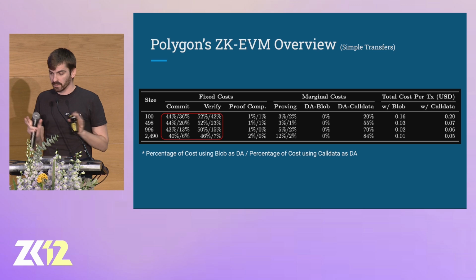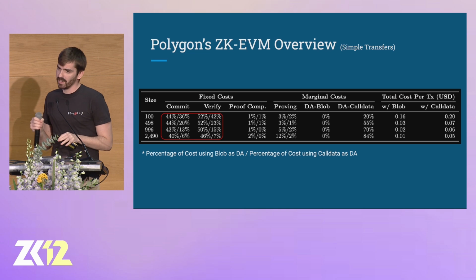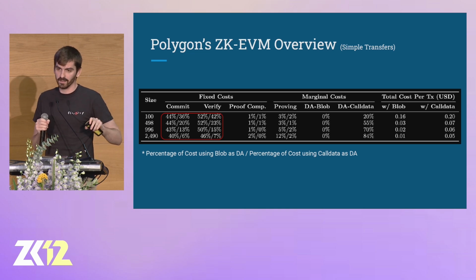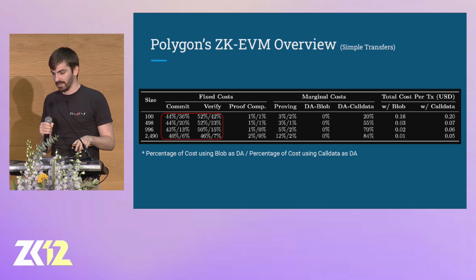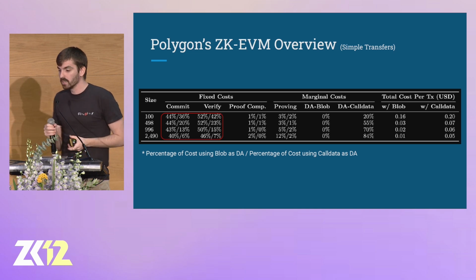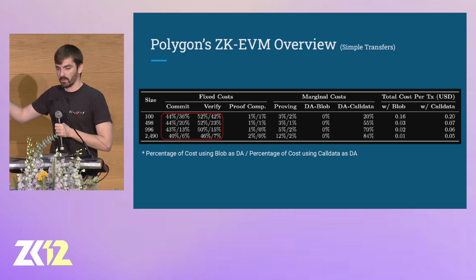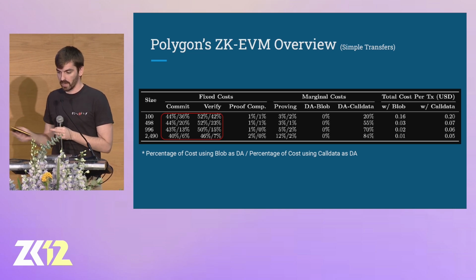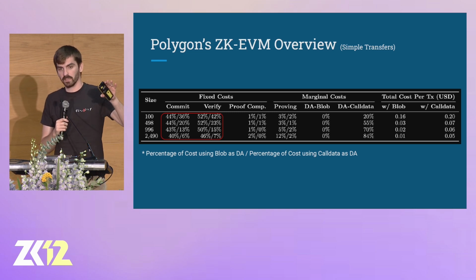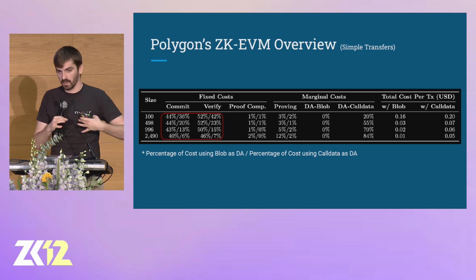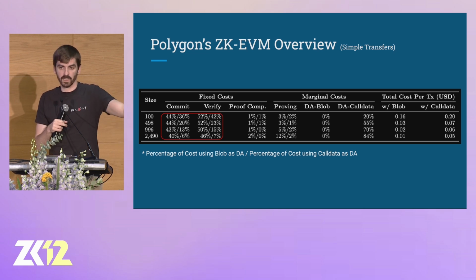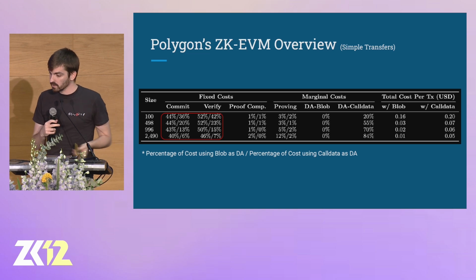Here we have basically our main fixed cost. We can see that proof compression is pretty cheap already, and I think both teams have done an order of magnitude improvement in their proof compression. And we can see on the left side is the percentage of commit cost when we use blobs as DA, and on the right side is when we used cold data. And we can see that the fixed cost actually decreases as we increase the size, and that's because the fixed cost per transaction is lower because we have larger batches.